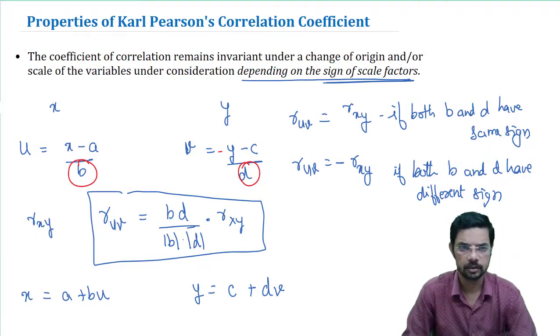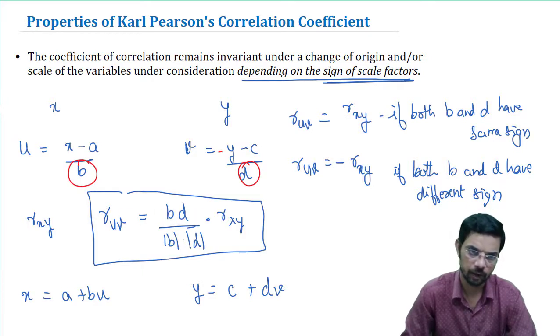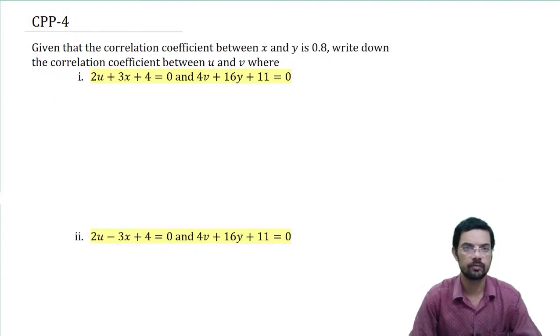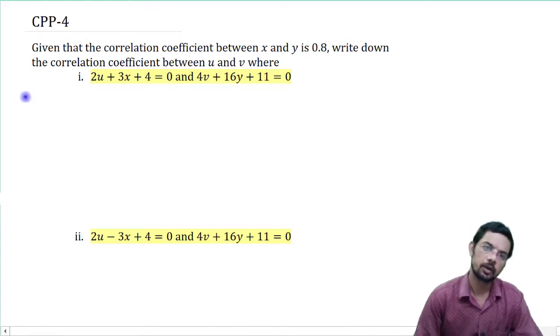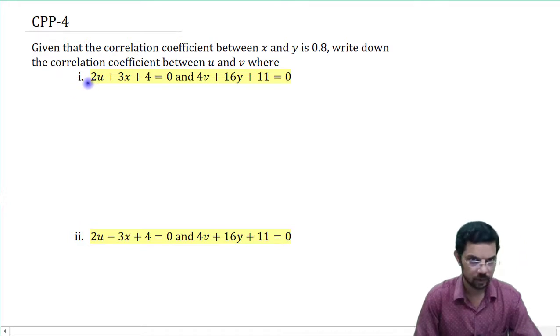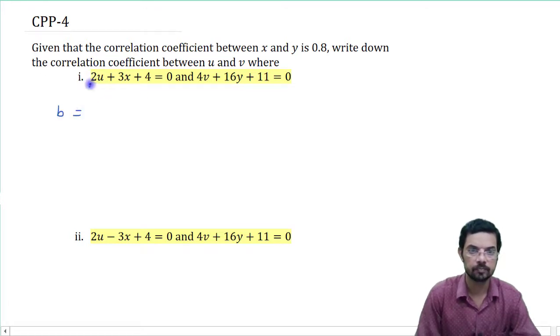Now we shall apply this in a particular example where we understand how the two variables are related to each other. Let us look at this question. This will give you an idea about the correlation coefficient and how it is dependent upon the sign of the scale factors. Here the scale factor can be found out. What is b for this? B can be obtained as minus 2 by 3, minus coefficient of u divided by coefficient of x.